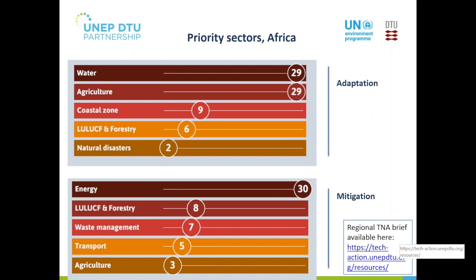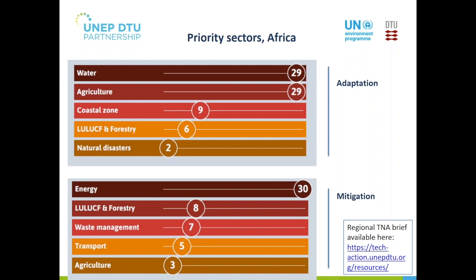disasters. That's for adaptation. When we look at mitigation, countries to a large extent, almost all except 1, have prioritized energy as key for their mitigation actions. Then we have land use and forestry, waste management, transport, and agriculture.